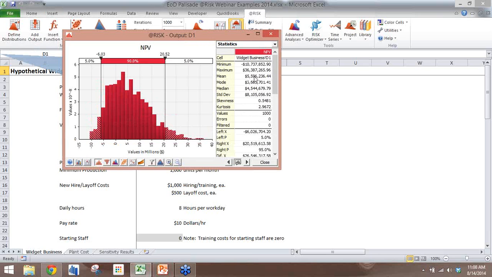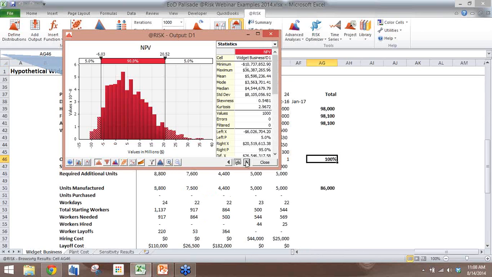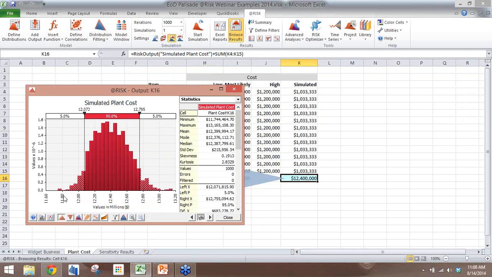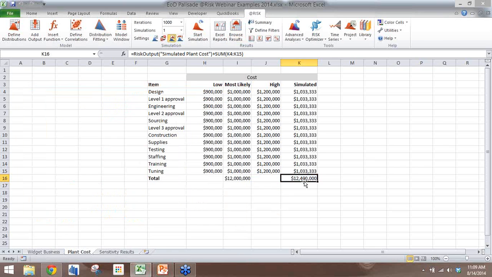My new mean value is 5.6 million, which is a little bit different than the 5.9 before. We have a little bit lower minimum, a little bit lower maximum. And then also, we've incorporated the simulated plant costs, which is ranging from roughly 11.8 million up to around a max of $13 million, which gives me greater dependability of information, greater insight into the totality of my plant construction decision.